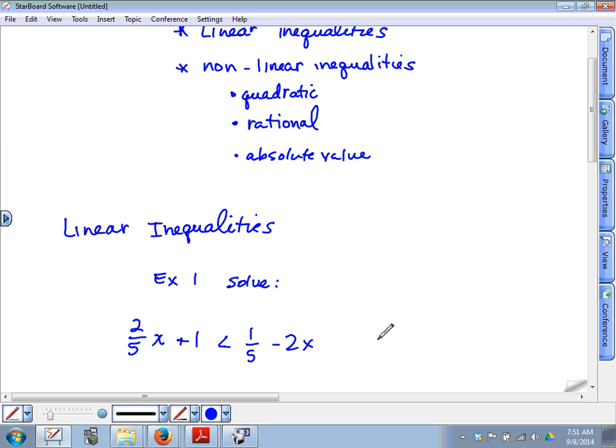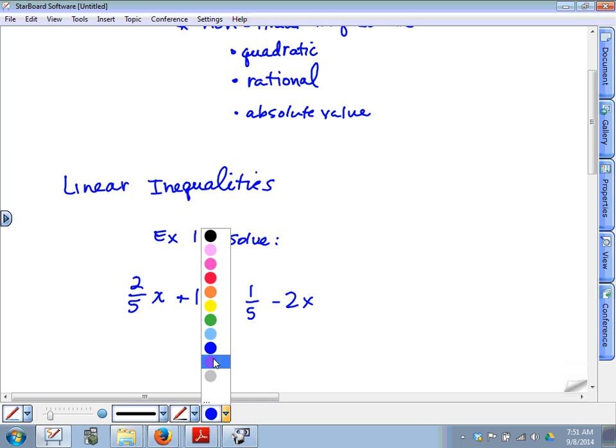Now, the suggestion I made on such a problem when we were talking about 1.5 is still the suggestion I would make here. If you're uncomfortable with fractions, clear them out. Get rid of them. How would one do that? Multiply it all by 5. Exactly. Multiply it all by 5.